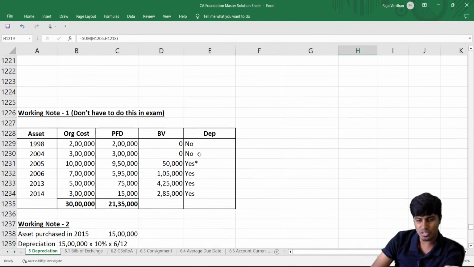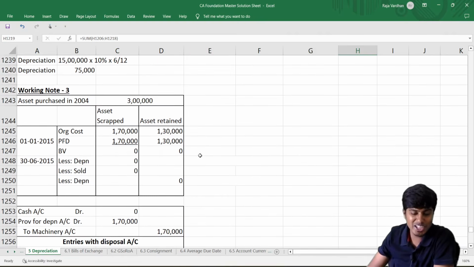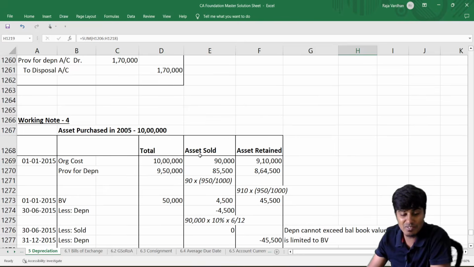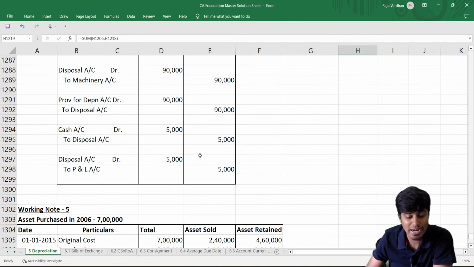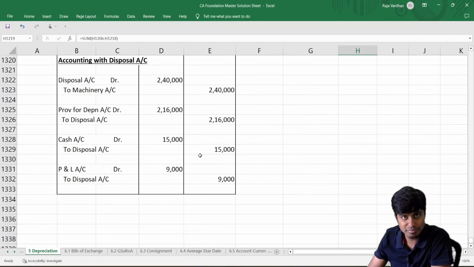And we've done working note number 1, which need not be done in the exam. Working note number 2 for 2015, 2004 is working note number 3, 2005 is working note number 4, and 2006 is working note number 5. This calls for the end of the answer.